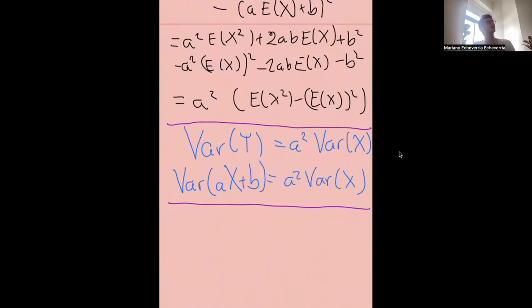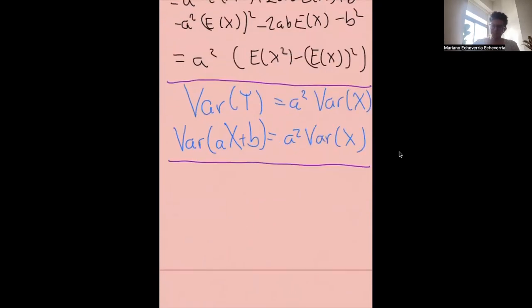And the last thing is, just as an aside before moving to a slightly different topic, here's a final remark. If X has units, if X is a physical quantity, it has some units.